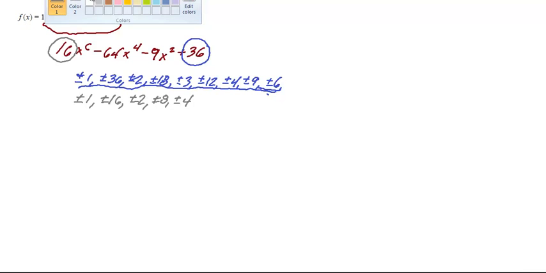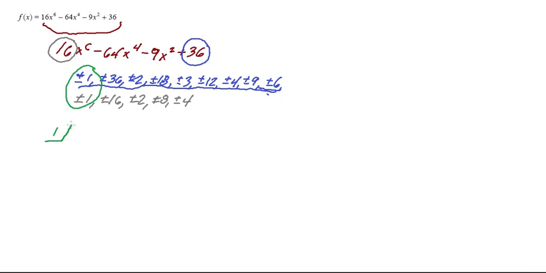Now, I'm going to start using synthetic division, and I'm going to start with plus or minus 1. So I'm going to go ahead and start with 1. I take 1 and put it in what we've called Kevin.